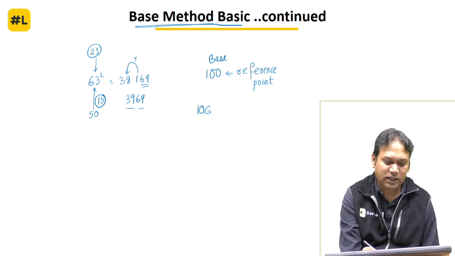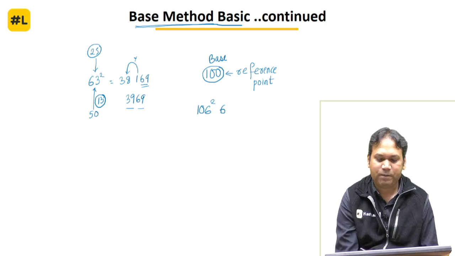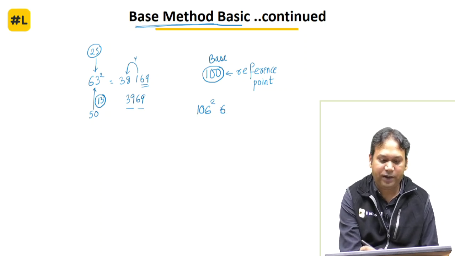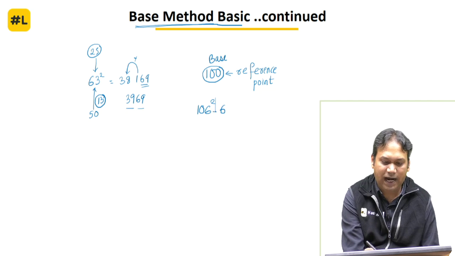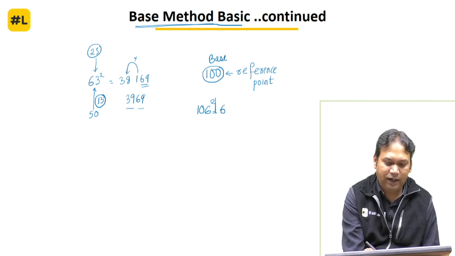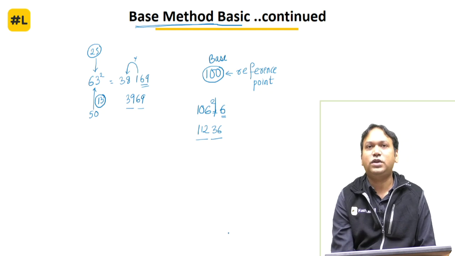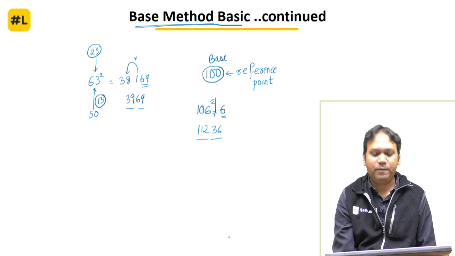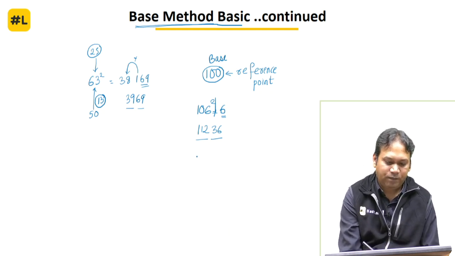Suppose you want to find 106 square very quickly. Look at the base here, 100. How big is this number from 100? 6. So 106 is 6 more than 100. What we will do is a very simple thing. Add these two numbers. Add 106 plus 6, 112. And 6 square is 36. So what is the answer? 11236. Clear?